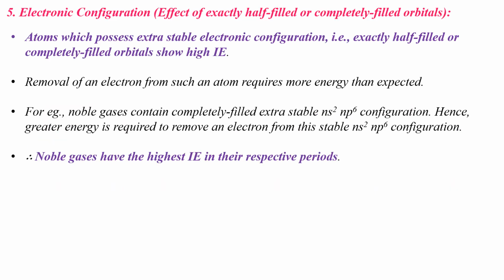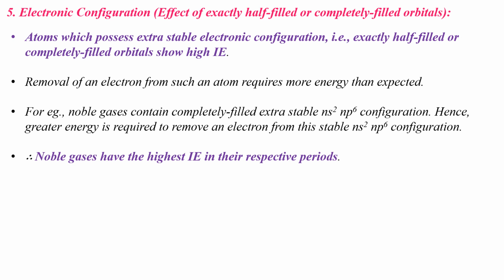The fifth factor which influences the ionization enthalpy value of an element in the periodic table is its electronic configuration. Now let's learn the effect of exactly half-filled or completely filled orbitals. Atoms which contain extra stable electronic configuration. What do you mean by extra stable electronic configuration? Exactly half-filled or completely filled orbitals.